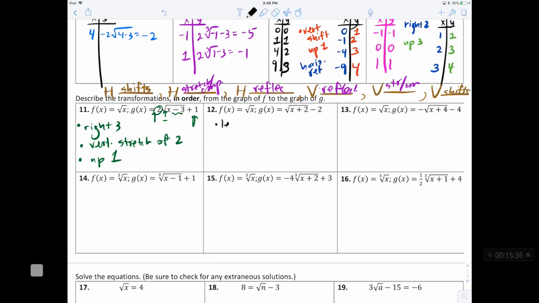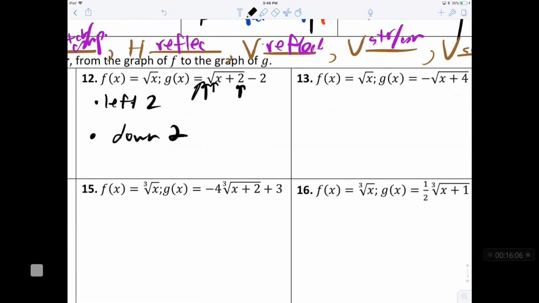I'm going to go left 2. No horizontal stretch or compression, nor reflection. No vertical reflection, nor vertical stretch or compression. And then the next thing we check is a vertical stretch or compression, which we have neither. But we do have a vertical shift of down 2. Okay, let's check out number 13.